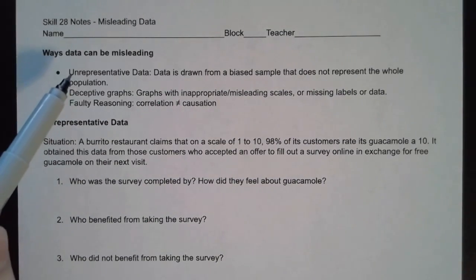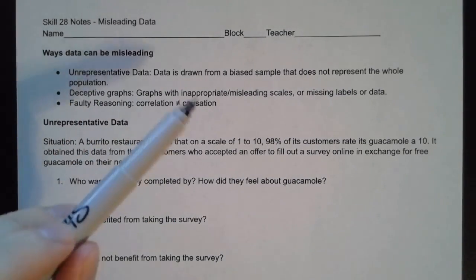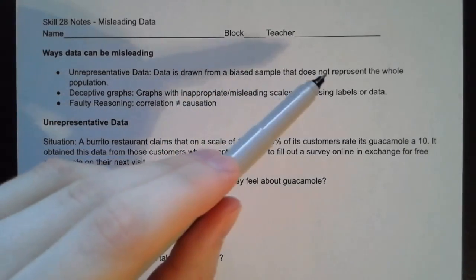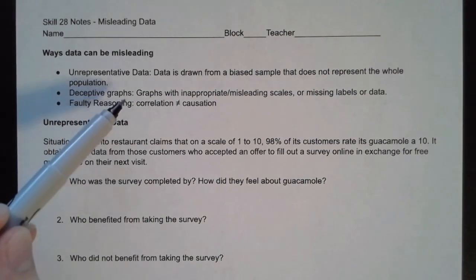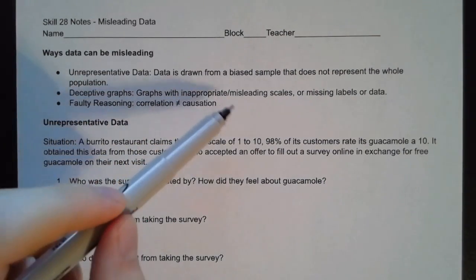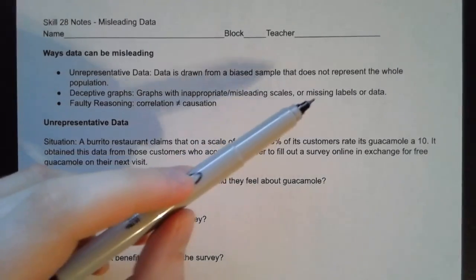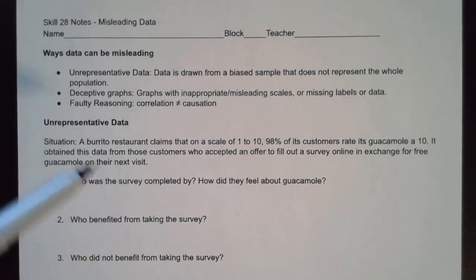We're going to talk about unrepresentative data, which is data that is drawn from a biased sample that does not represent the whole population. We're going to talk about deceptive graphs, which are graphs with inappropriate or misleading scales or missing labels or data. And we're going to talk about faulty reasoning, which usually is someone mistaking correlation for causation. Just because there's a correlation does not mean that the one thing caused the other to happen. Correlation does not mean causation.